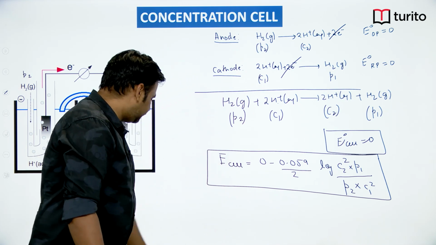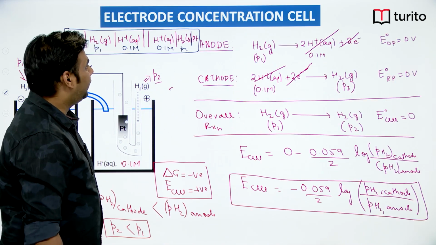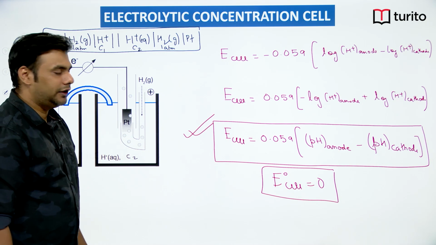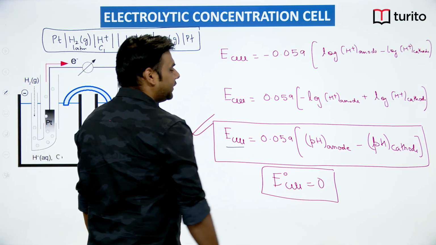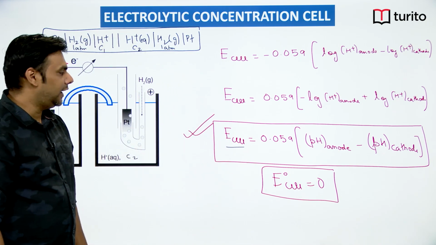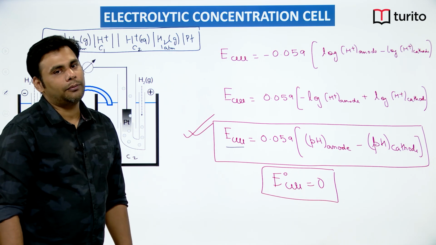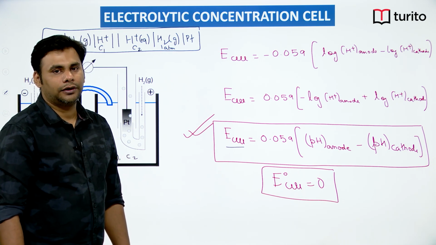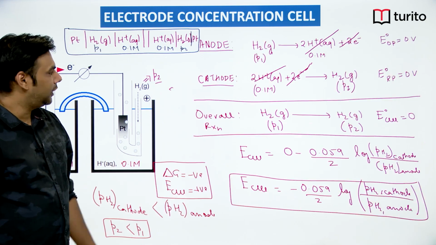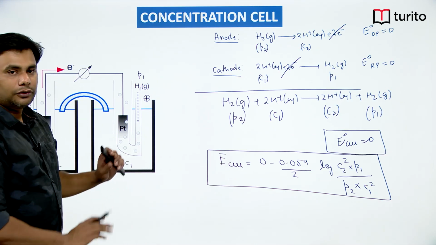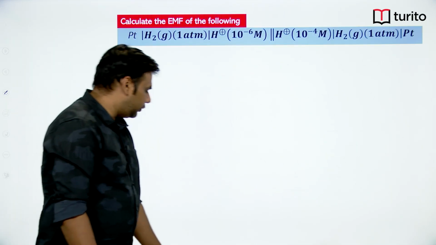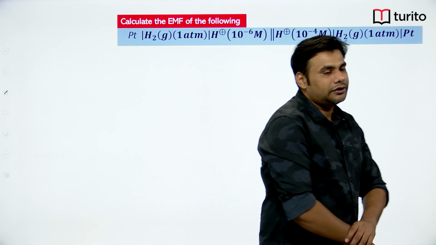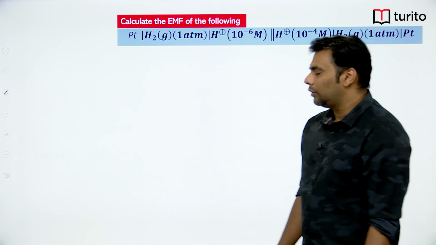Okay, so a very important formula that we have derived for the electrolytic concentration cell is E cell is always equal to 0.059 into pH of anode minus pH of cathode. Okay, I hope you remember this formula now. So this is all about concentration cell. So now let us try to solve some questions on concentration cell.